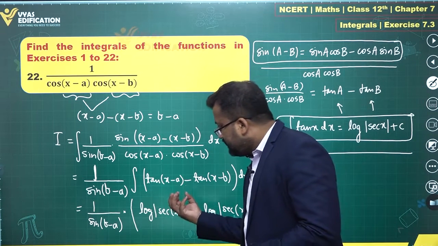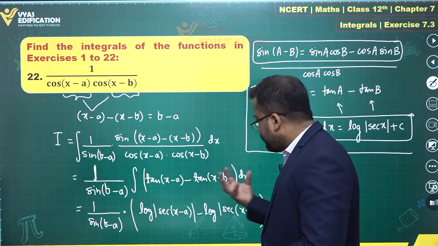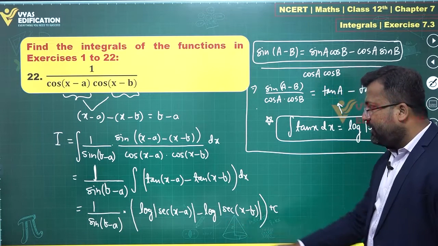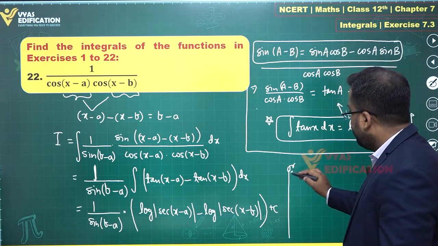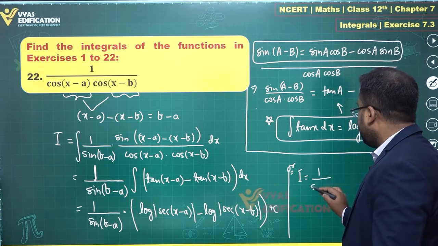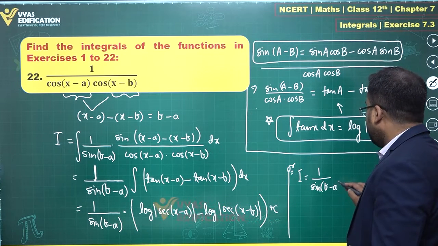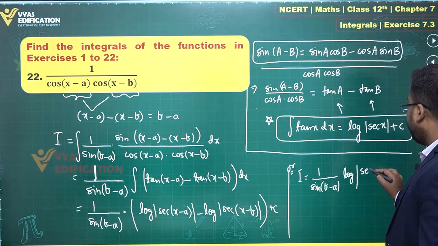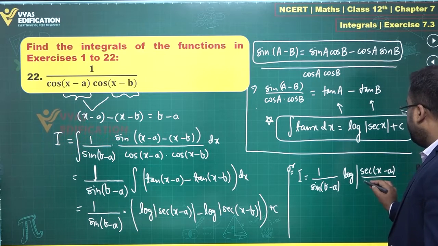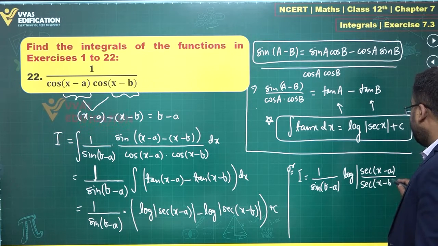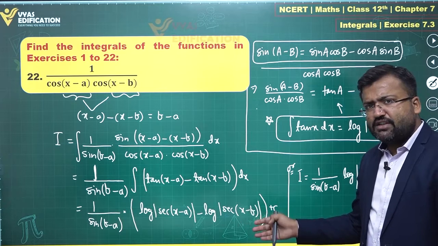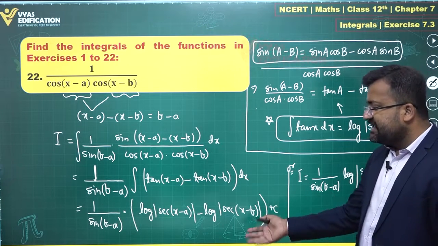Okay, and log something minus log something. Log m minus log n can be written as log of m by n, right? This is the final form, or I can write I as 1 upon sine b minus a log of mod sec x minus a upon sec x minus b modulus. This is what I get, plus constant, using log x minus log y is equal to log x upon y. This or this can be the final answer.